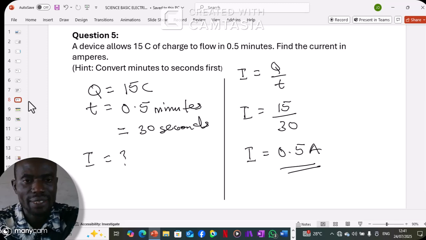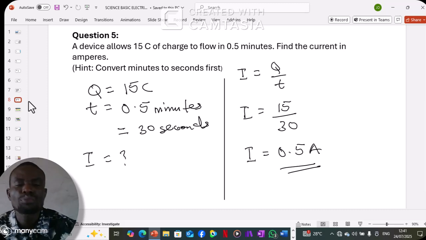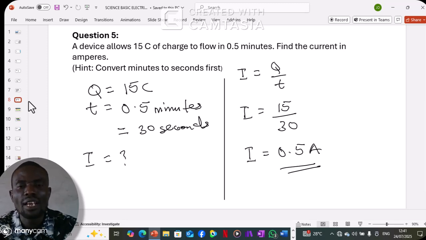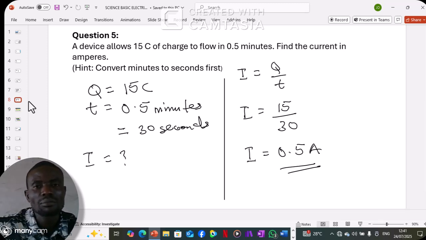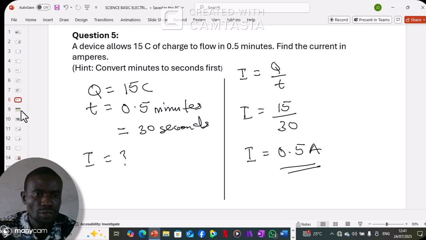So I want to believe that you should now be able to solve simple problems on electric current. As you know, electric current is the quantity of electric charge per time, that is the rate of flow of electric charges. The time rate of flow of electric charges is known as electric current.